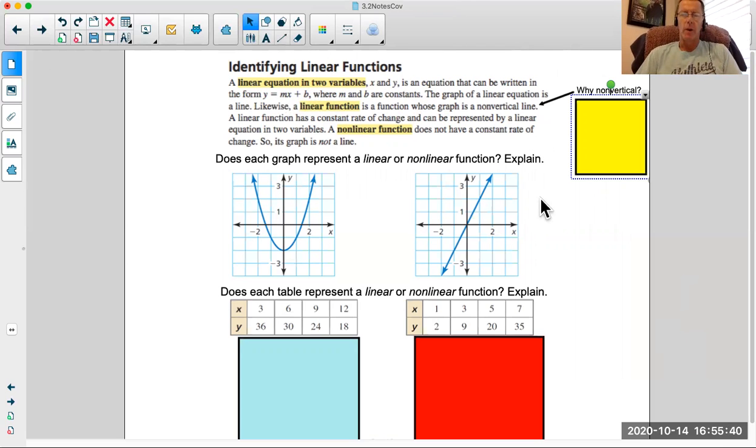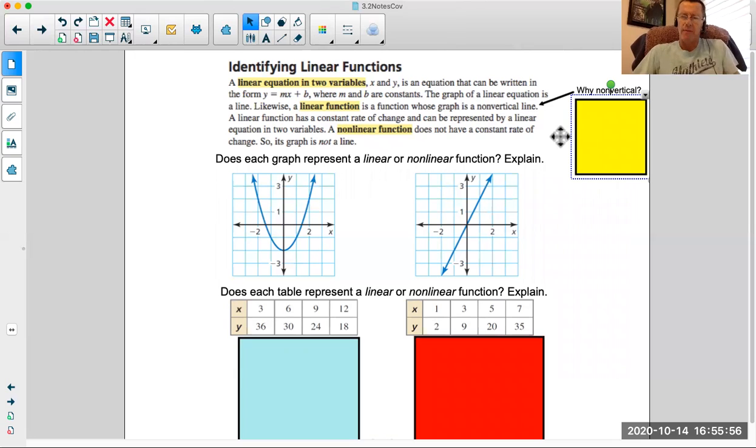The graph of a linear equation is a line. Likewise, a linear function is a function whose graph is a non-vertical line. Why non-vertical? Think about what we've learned about functions and determining whether something is a function or not.